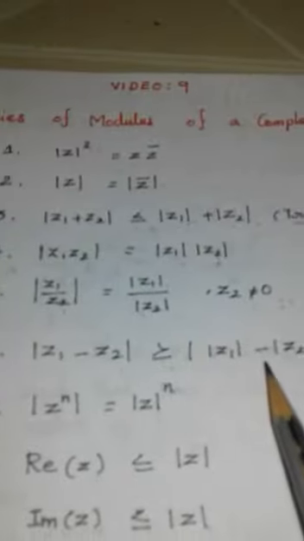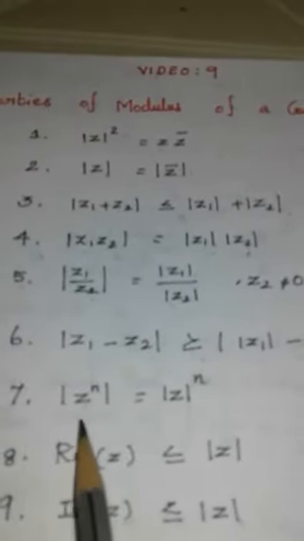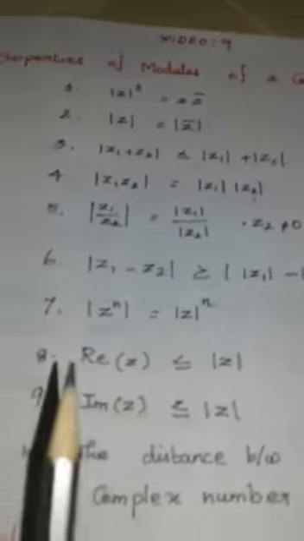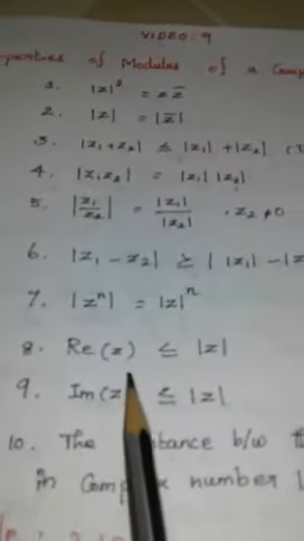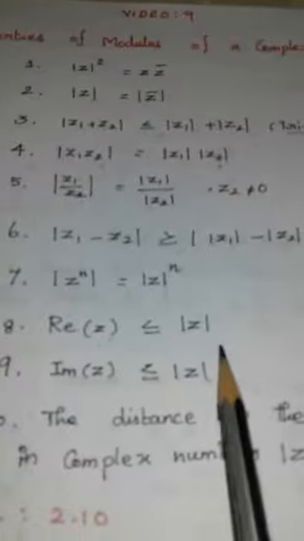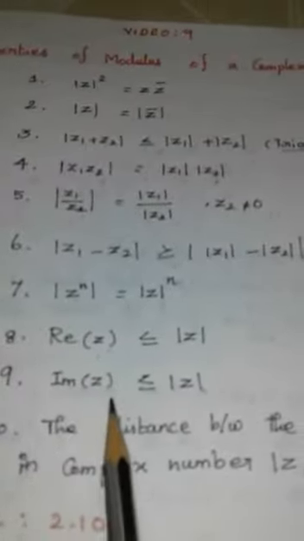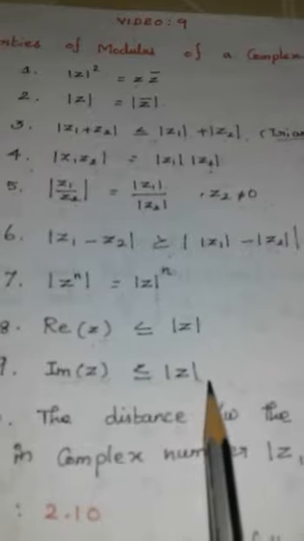Then property number 6: modulus of z1 minus z2 is greater than or equal to the modulus of modulus of z1 minus modulus of z2. Property number 7: modulus of z to the power n is equal to modulus of z whole to the power n. Real part of z is less than or equal to modulus of z. Imaginary part of z is less than or equal to modulus of z.